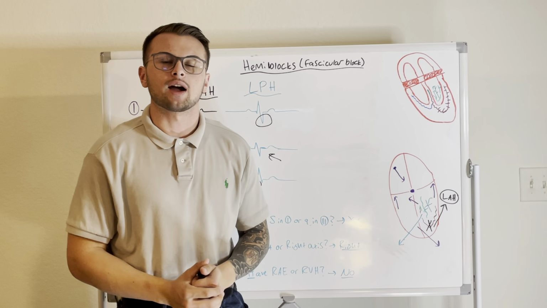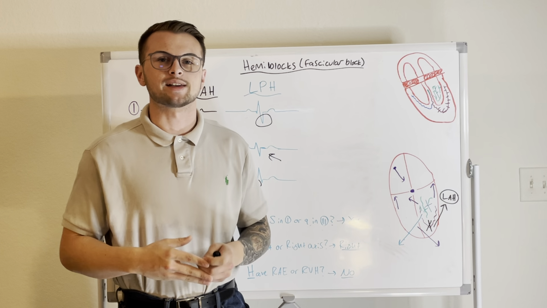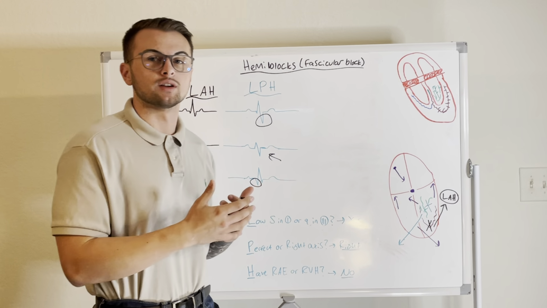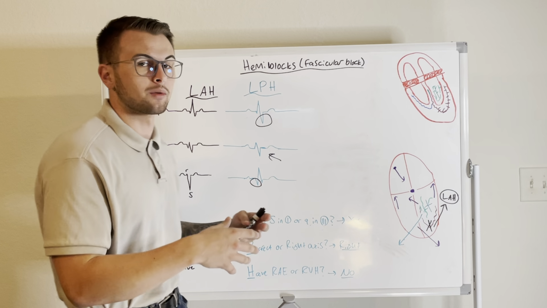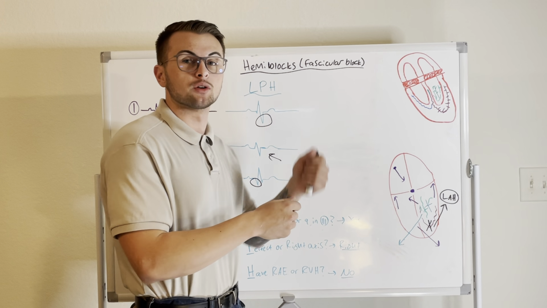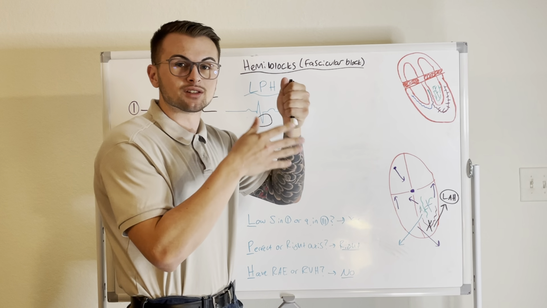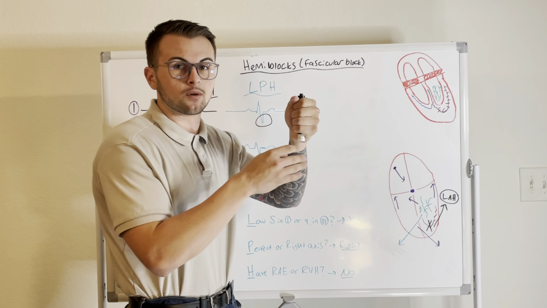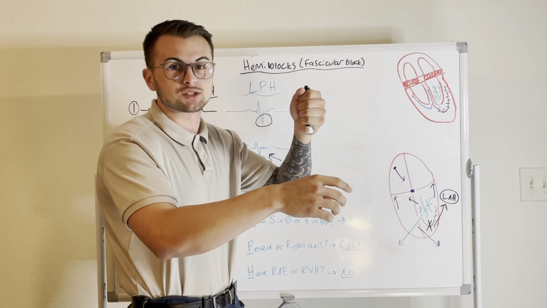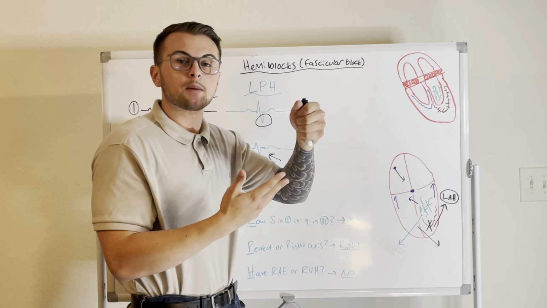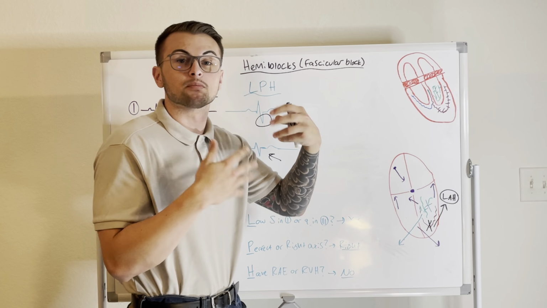Today we're going to go over how to determine whether your patient has a hemi-block, also known as a fascicular block, in their EKG. So we remember from our previous videos that the left bundle branch is really the only branch that has these two main divisions called fascicles. So we have a left anterior fascicle and we have a left posterior fascicle. So what happens when one of these fascicles becomes blocked?